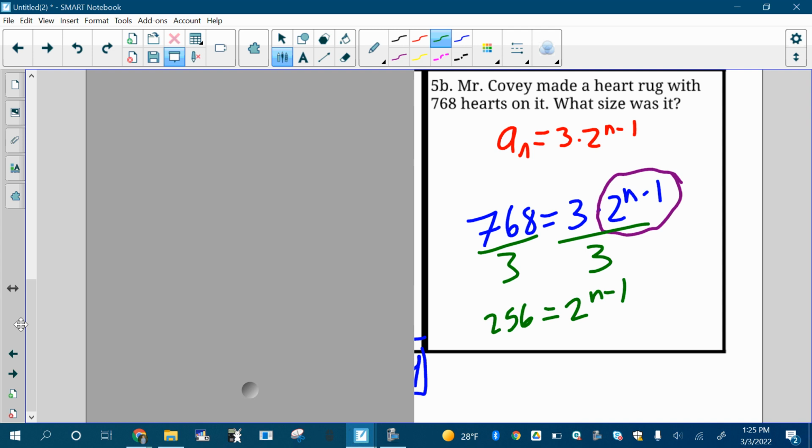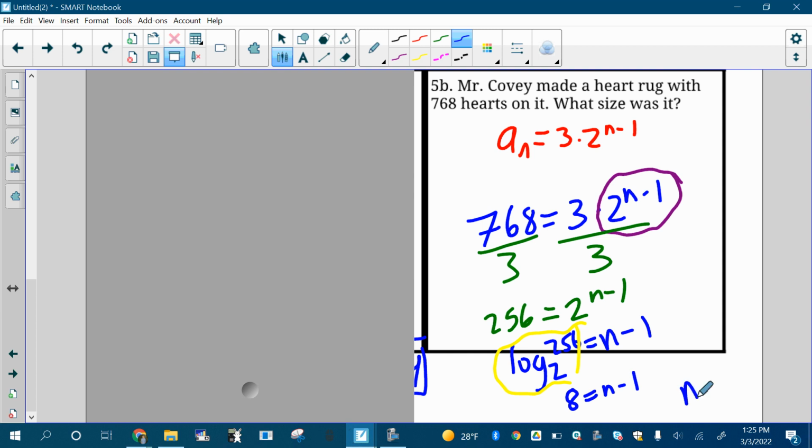This is an exponential equation. I'm solving for an exponent. So my next step is to flip it into log form. If you don't remember how to do this, you should definitely put this on your note card. My base is going to be 2. The n minus 1 is going to go over here, and the 256 is going to go here. Remember, you got to type this in your calculator. Make sure you remember how to type that in your calculator. And I get 8 equals n minus 1.